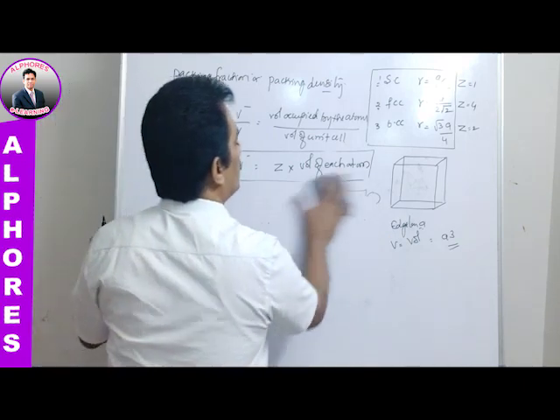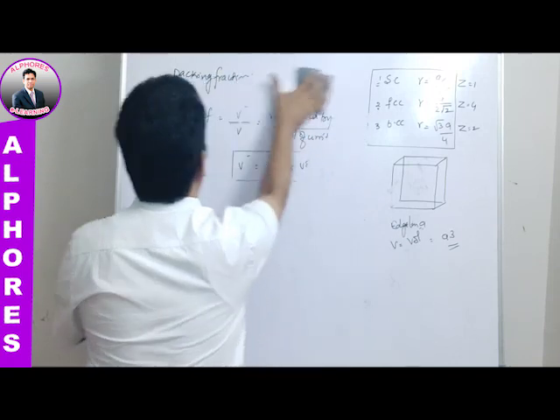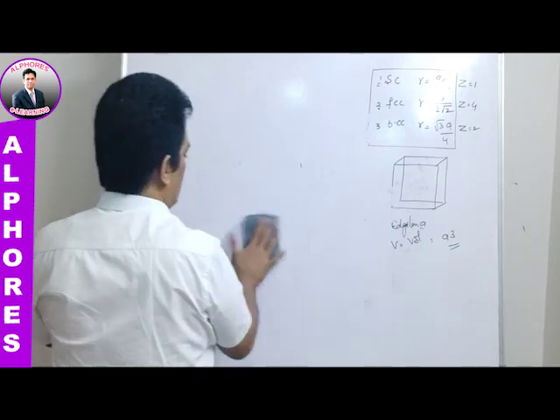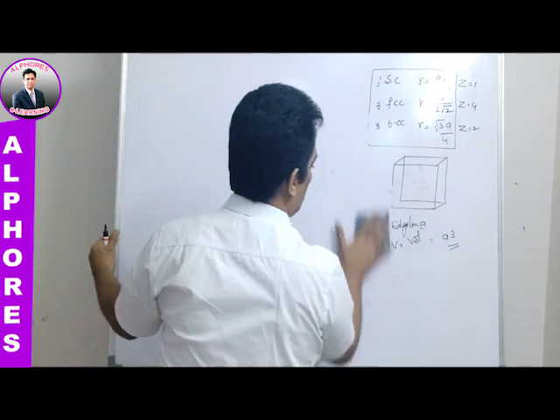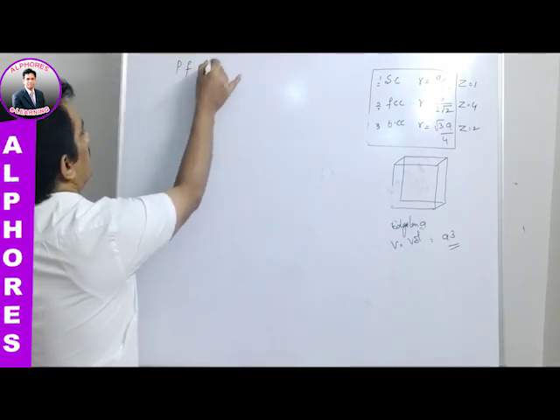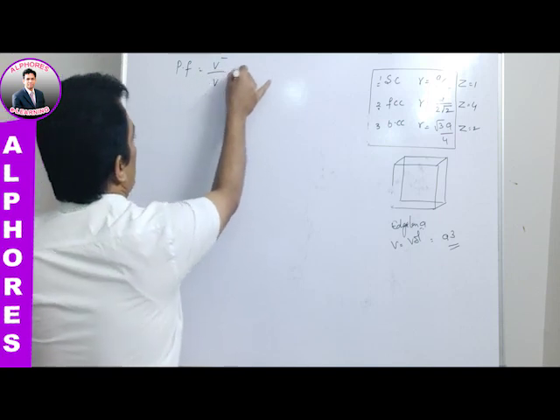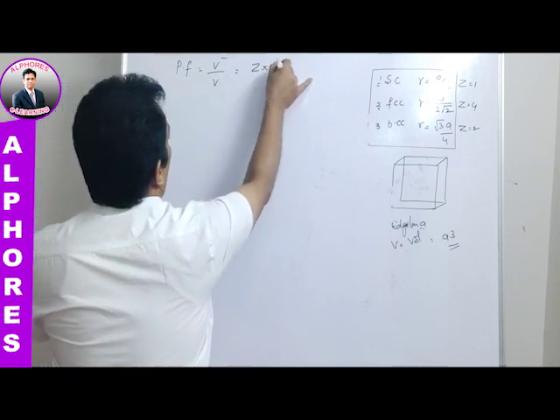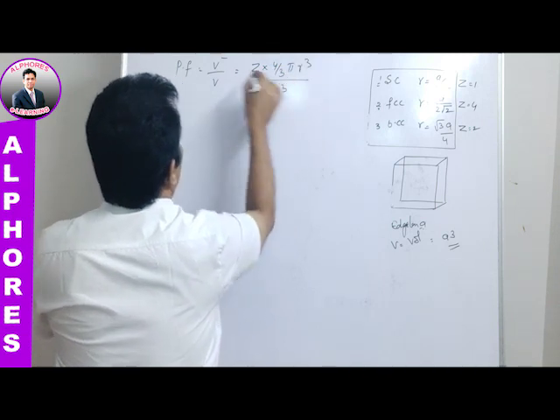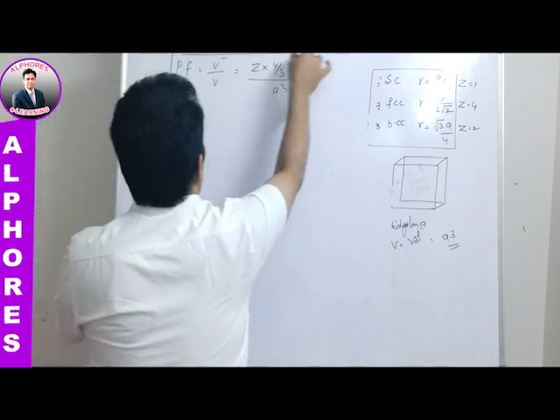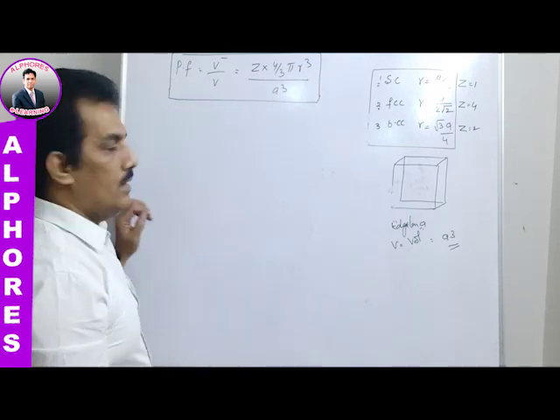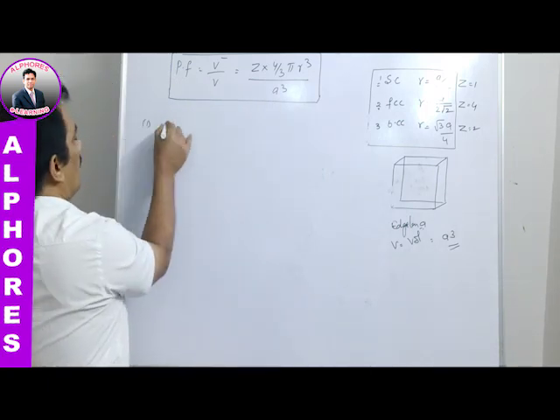Let me first write the formula, and thereby we can easily substitute the values for different cubic crystals. Packing fraction is nothing but V bar by V, that is Z into 4/3 pi r cube by A cube. This is the formula for packing fraction. Clear? Now let us first solve for simple cube.